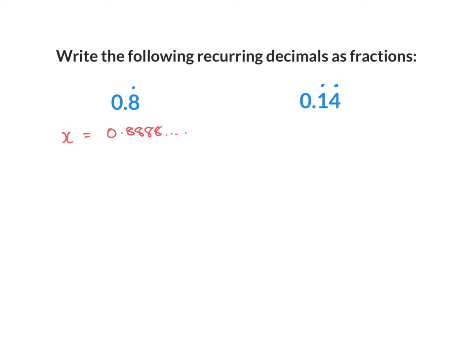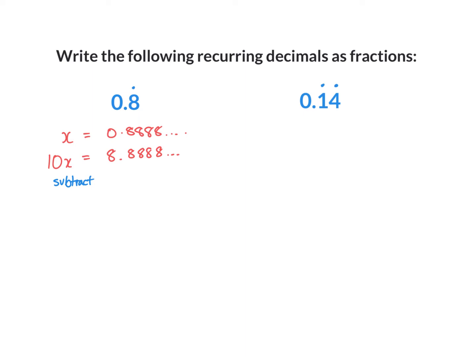Well, what I want to do then is multiply it by a power of 10. And this time I'm going to multiply by 10, so 10x. Because when we do that, we get 8.888, and this also goes on because after here, these are all 8s the whole way to infinity. So when we multiply by 10, those 8s just move up a decimal place. And now what we're going to do is take those two equations that we have and subtract them.